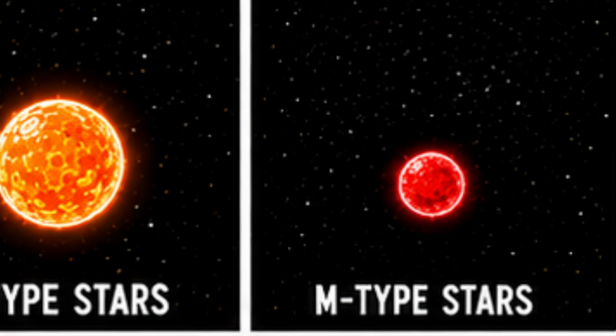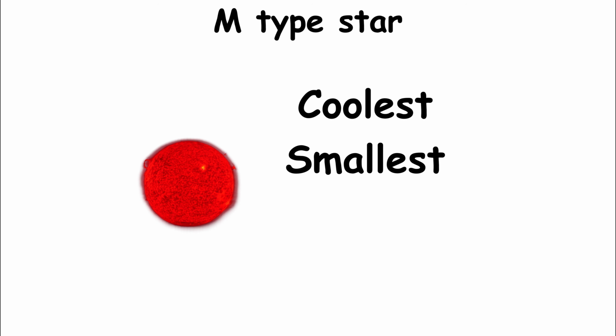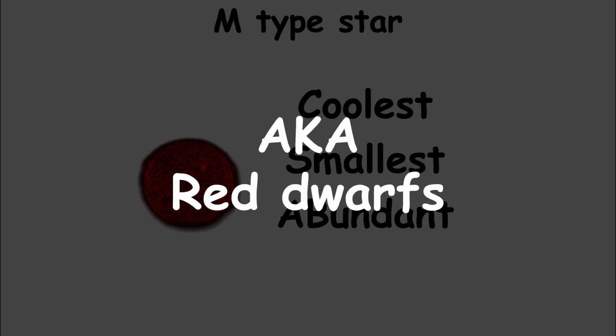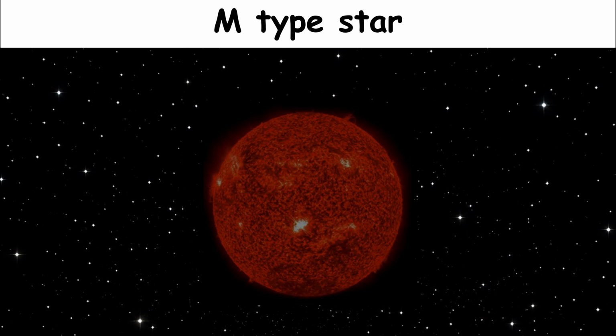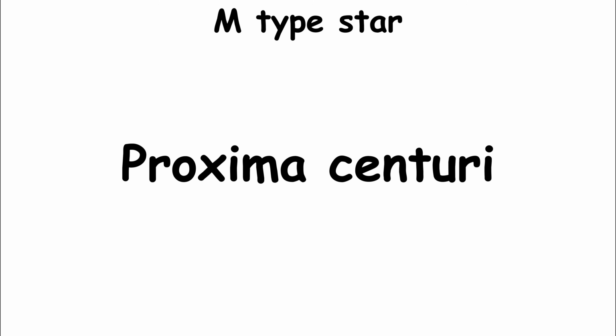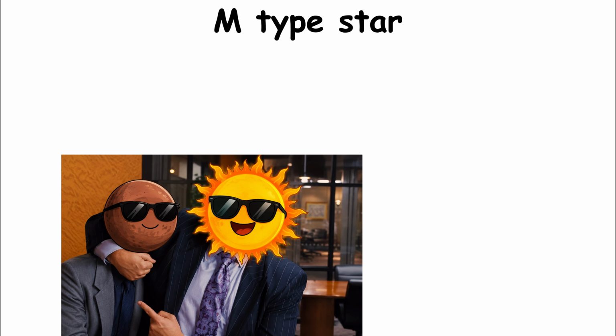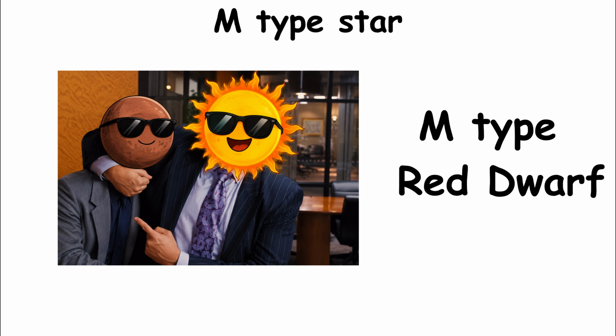M-type stars. M-type stars are the coolest, smallest, and most abundant main sequence stars in the universe, commonly known as red dwarfs, and emit a dim red glow. Proxima Centauri, the closest star to the solar system, is an example of an M-type red dwarf.